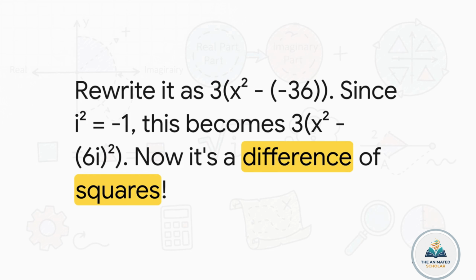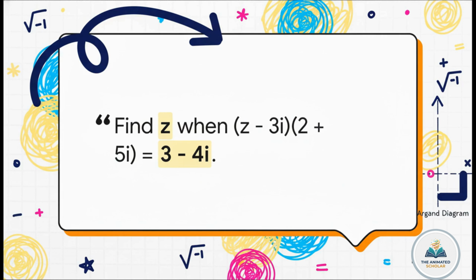Okay, this next one looks a little scary, I'll admit. But trust me, don't let it fool you. This is really just a classic algebra problem wearing a clever disguise. We're still just solving for a variable. It's just that this time, our variable happens to be a complex number. All the same rules still apply.